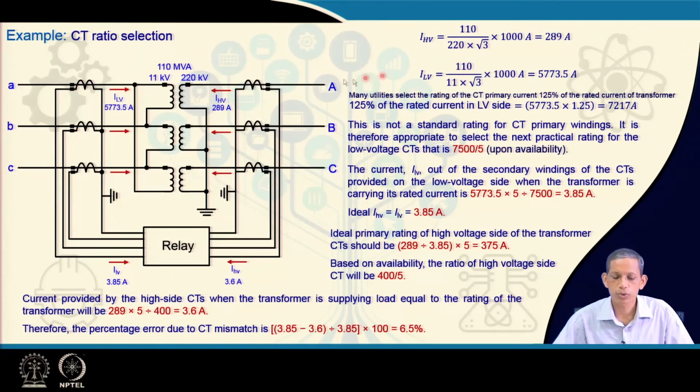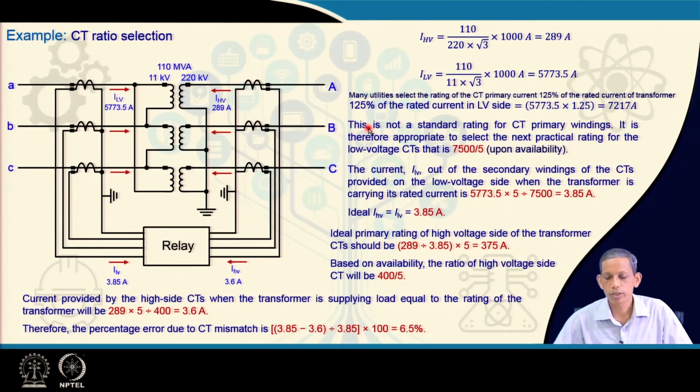So, the corresponding full load current rating on the line side becomes equal to 289 ampere. On the low voltage side, the 11 kV side, the full load current on the line side, which is measurable through the CT arrangement and goes to the relay, comes out to be close to 5773 ampere. Then, how to proceed for the corresponding CT selection?